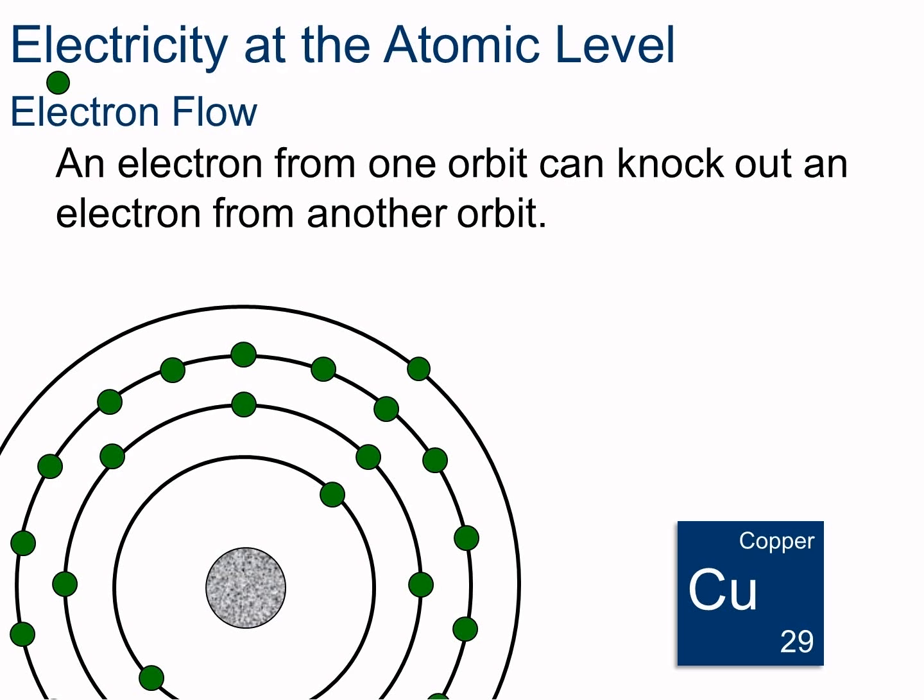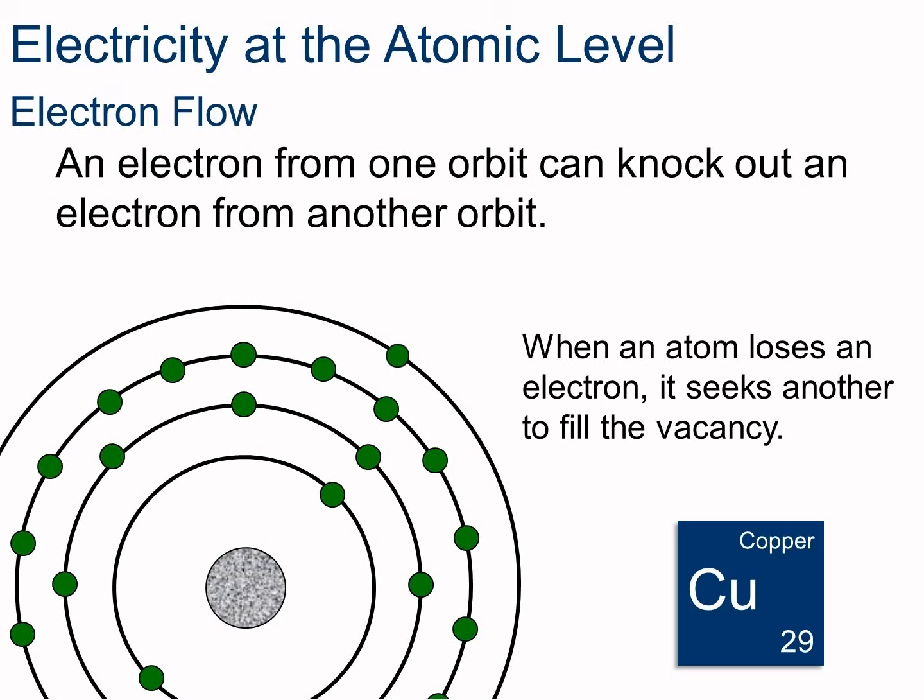Remember, electricity is about the movement of charges, or for us, that means electrons. The electrons need to flow. So here's copper again with just that one electron in its valence. If another electron comes along, it might knock that electron out of place and take its place, and off goes that electron. That is a movement of charges, right? Charges are moving from one atom to another atom.